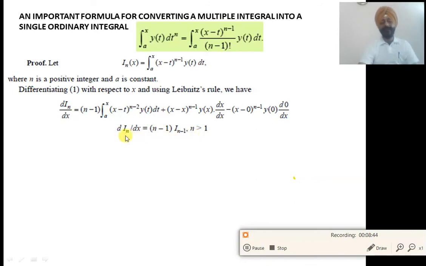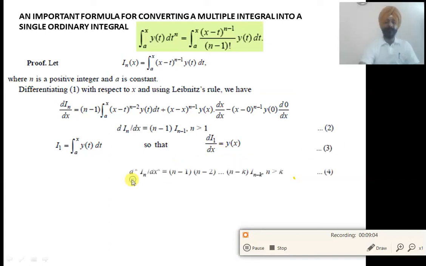So, this is an iteration integral, and I take it as the second number, the reduction formula. So, I1 is equal to a to x y t. So, d I1 over dx is equal to just a simple derivative, and integration cancels. So, we got y x is equal to, take it number 3.